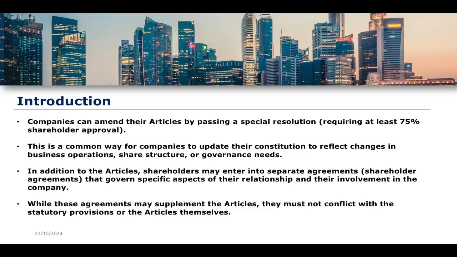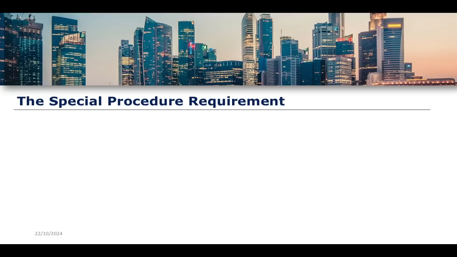And that makes sense. If you've got one shareholder that is having a negotiated shareholder agreement separate to everybody else with the company, that should not be enough to essentially be able to alter the articles of association for everybody. So that's one of the things that should be noted here.